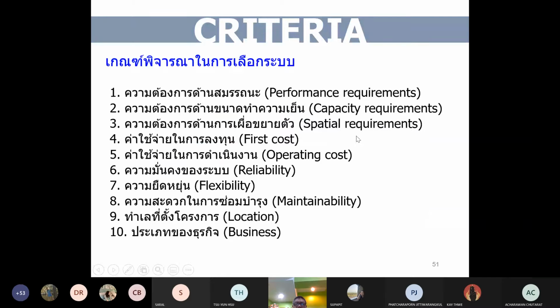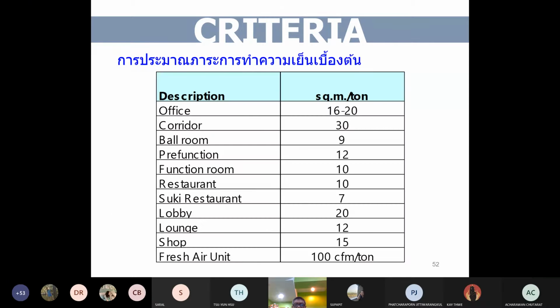The criteria. Okay, we go back to the criteria. Criteria of the air conditioning: what we need is to check the performance requirement, the capacity requirement, the spatial requirement, first cost, operation cost, reliability and maintenance, flexibility, location, and type of business. Okay, so this is the key criteria that you can use for selecting the system, whether you use the water-cooled chiller, air-cooled chiller, VRF, split type, or packaged water-cooled. This is the criteria that you have to consider.